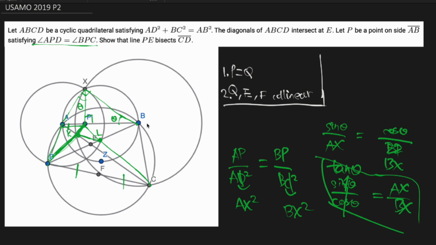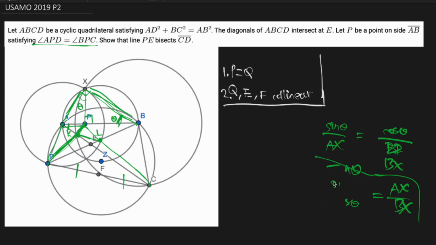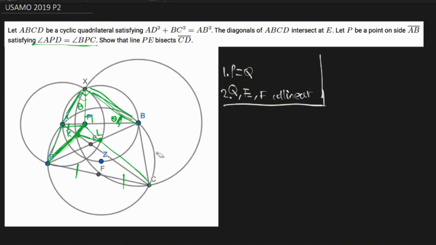And let's look at what that actually means in this triangle. AX, BX, tangent theta. But well, tangent theta is just defined as opposite over adjacent, which is just AX over BX. So this is obviously true. Okay, we have proved everything we wanted to, and this tells us that condition number 2, which is that QEF are collinear, is indeed true.